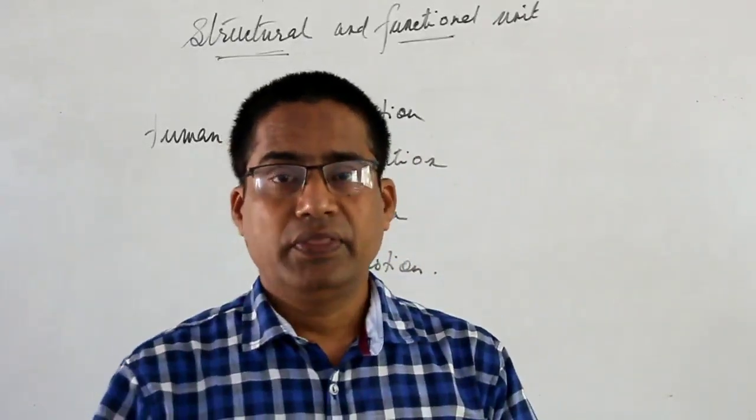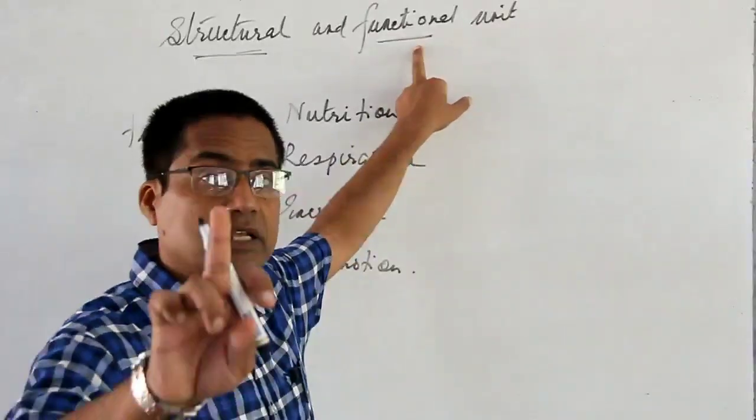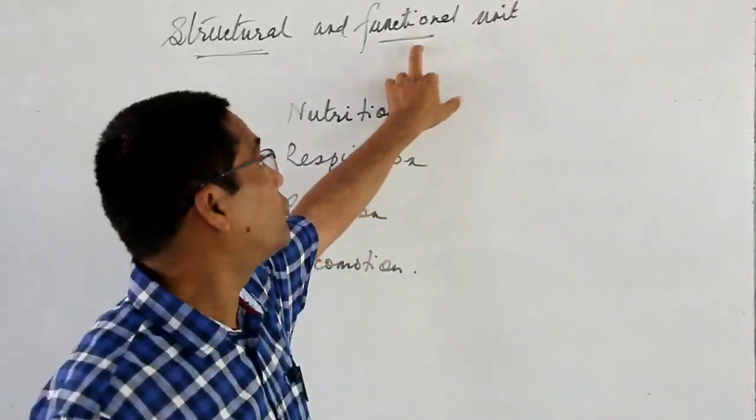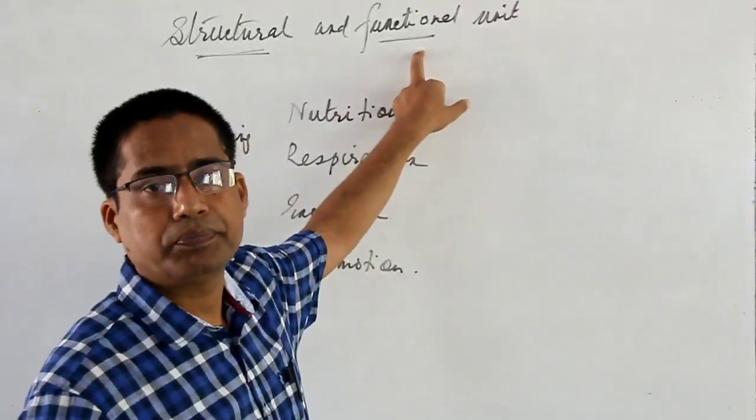So these muscles are made up of cells. And these cells of the muscles have a special function, that is, they help in contraction of the muscles, which helps in the locomotion of the body.